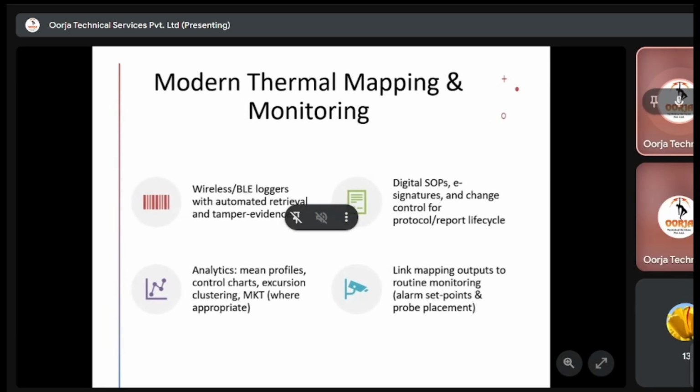So we proudly say that we use Urja software. We have a software which is capable of processing data electronically. We only need to provide the data to the software, and it automatically calculates hotspot, cold spot, and other studies which we need to take from the mapping.